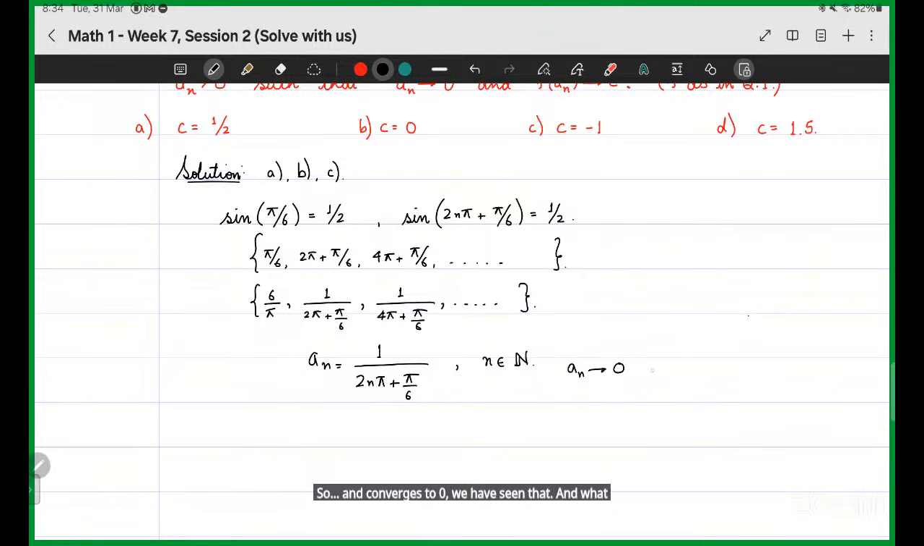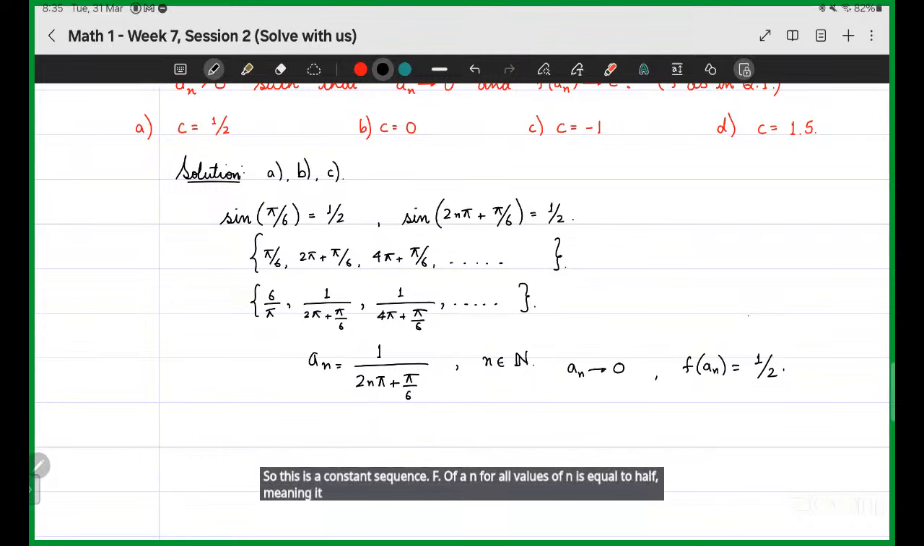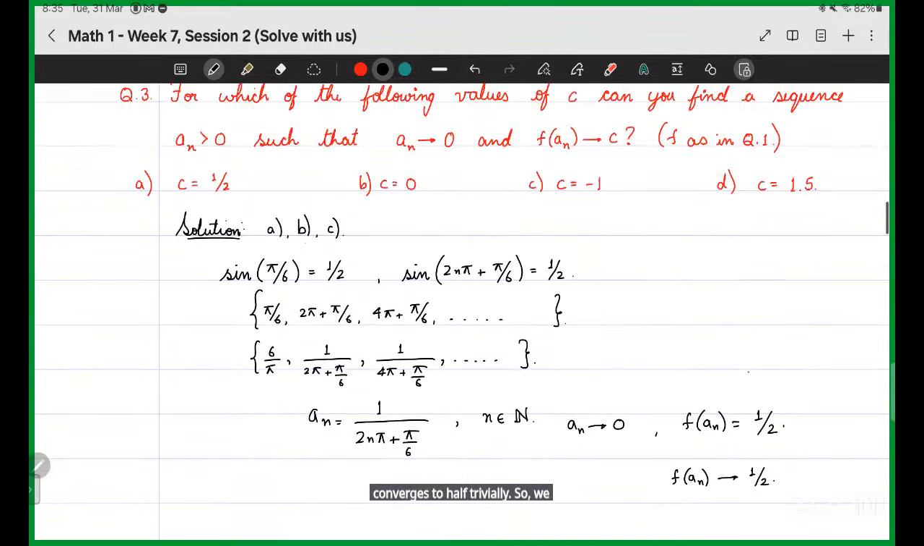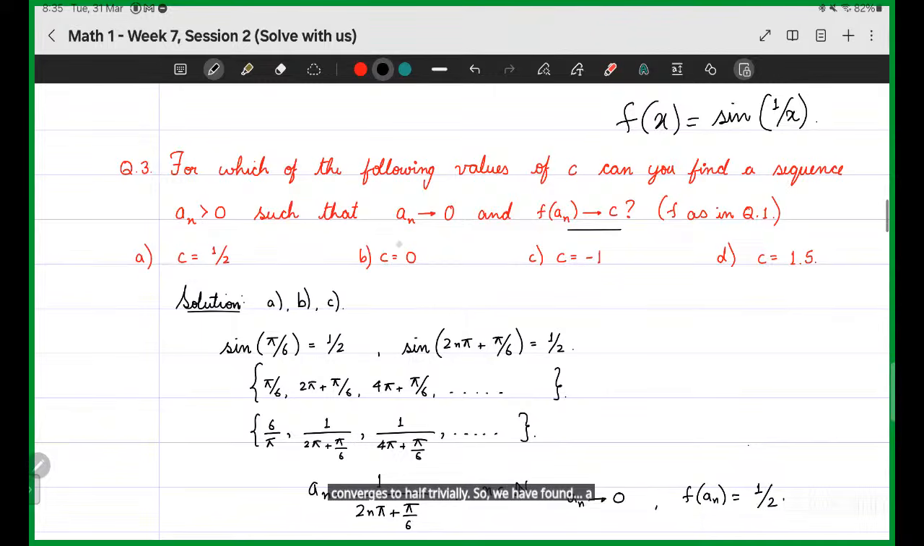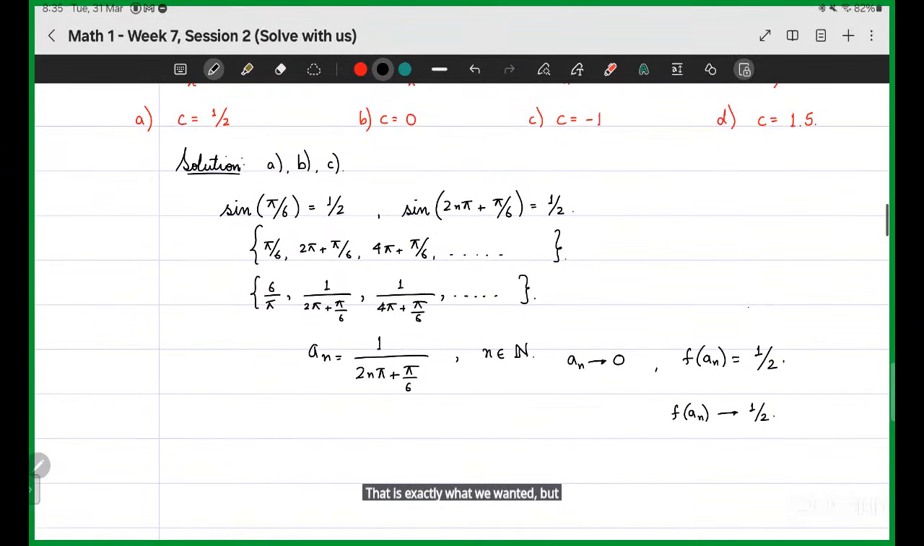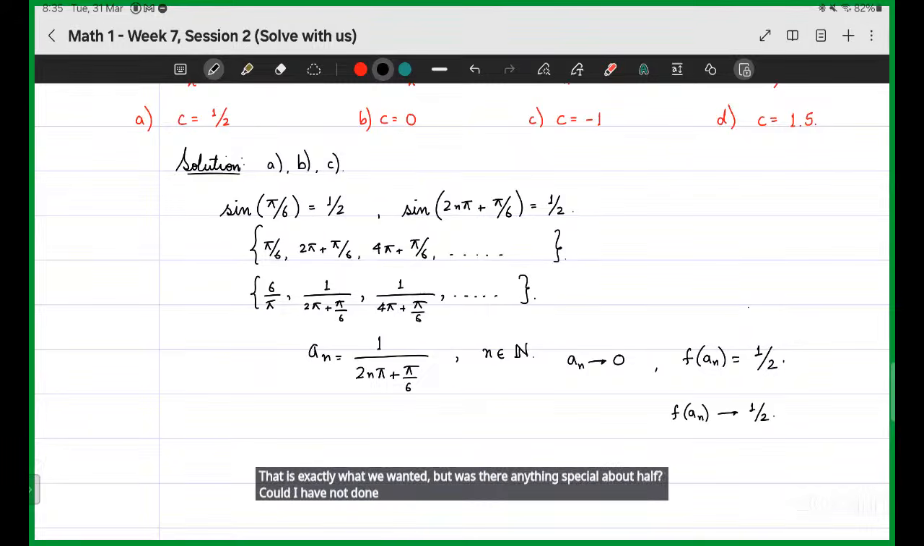And what is f of a_n? By construction, f of a_n is actually half. So this is a constant sequence. f of a_n for all values of n is equal to half, meaning it will converge to half. So I'll just write f of a_n converges to half trivially. So we have found a sequence which converges to 0 such that its function value converges to C. That is exactly what we wanted. But was there anything special about half? Could I have not done the same thing with any value in the range of sine?